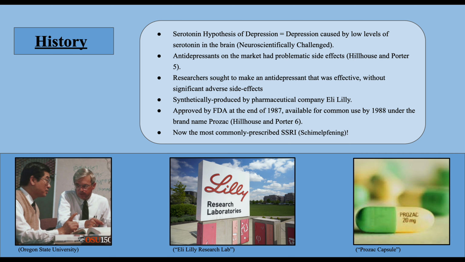Eventually, they produced fluoxetine, which was synthetically produced by pharmaceutical company Eli Lilly. It was approved by the FDA at the end of 1987, available for common use by 1988 under the brand name Prozac, and is now the most commonly prescribed SSRI.